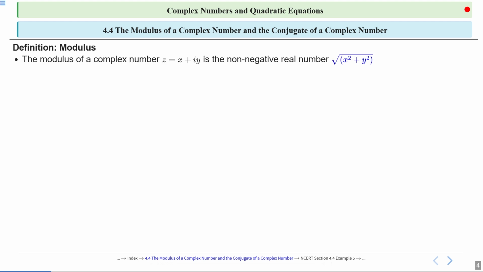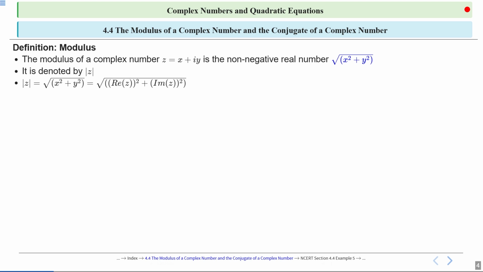The modulus of a complex number z equals x plus iota times y is the non-negative real number, and it is defined as the square root of x square plus y square. We use the notation mod of z to represent the modulus of z. So whenever you see vertical bars around a complex number, it means we are talking about its modulus or magnitude.